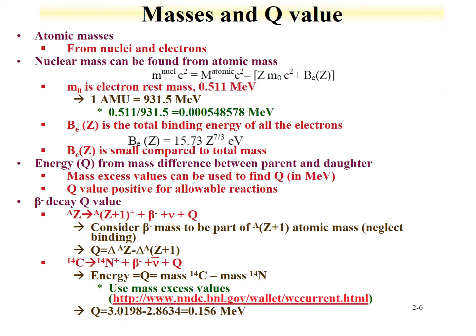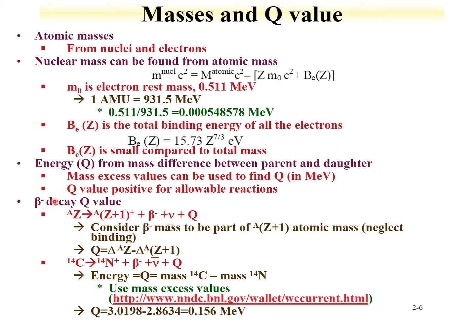The total binding energy of all electrons can be given as this equation, where the binding energy is equal to 15 Z to the 7/3, where Z is the number of protons, in eV. These masses are in MeV. Again, this number is also pretty insignificant. So both the binding energy term and the electron mass term can be neglected. So for the Q value, we could just talk about the differences between the parents and the daughters in terms of the nucleus. So our concept of using the nuclear masses is relevant.